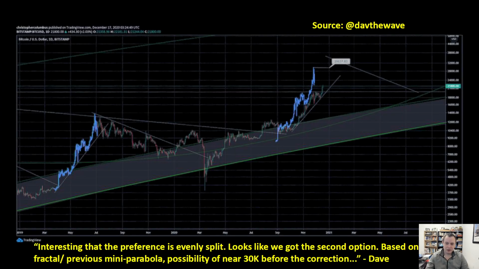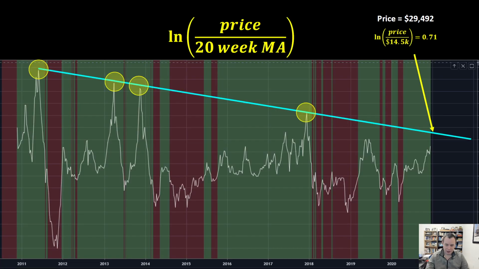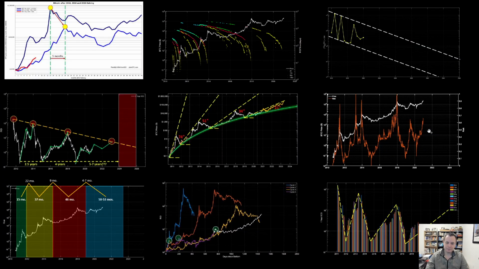Again, I think predicting short-term moves is almost impossible, and I'm not saying by any means that it's going to go to $30,000 in the short term. I'm just saying that if it did, it would hit the peak here.